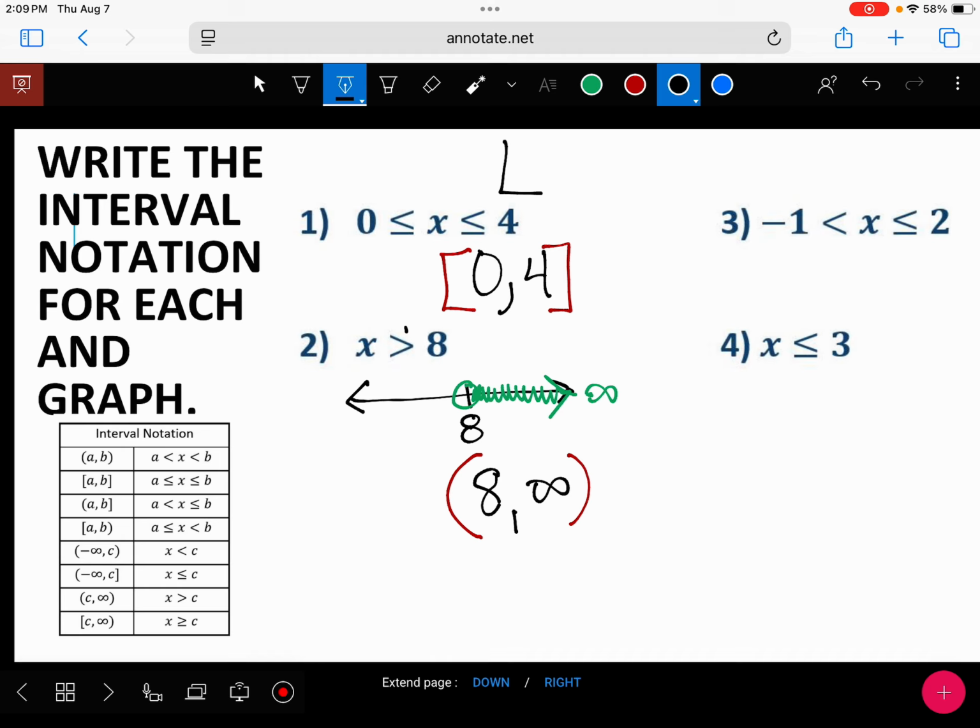Question number 3. We start at -1 and we end at 2. -1, does that get a soft or a hard? A soft, because it's not equal.